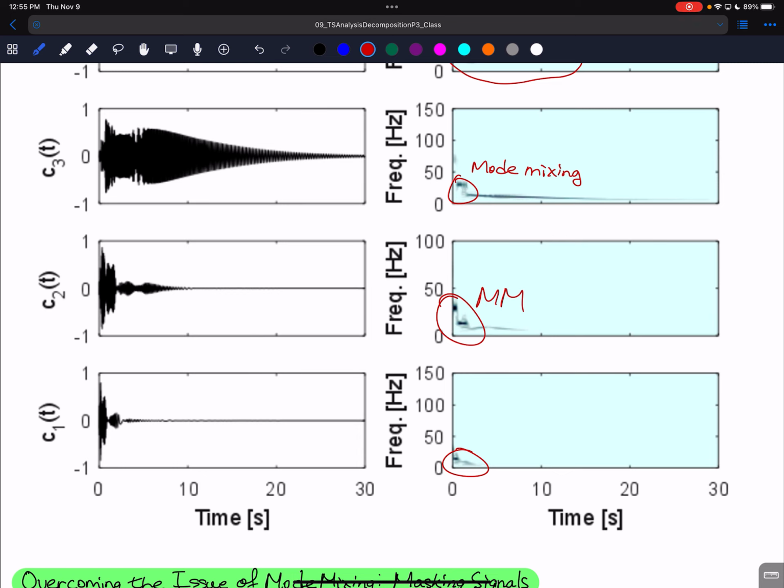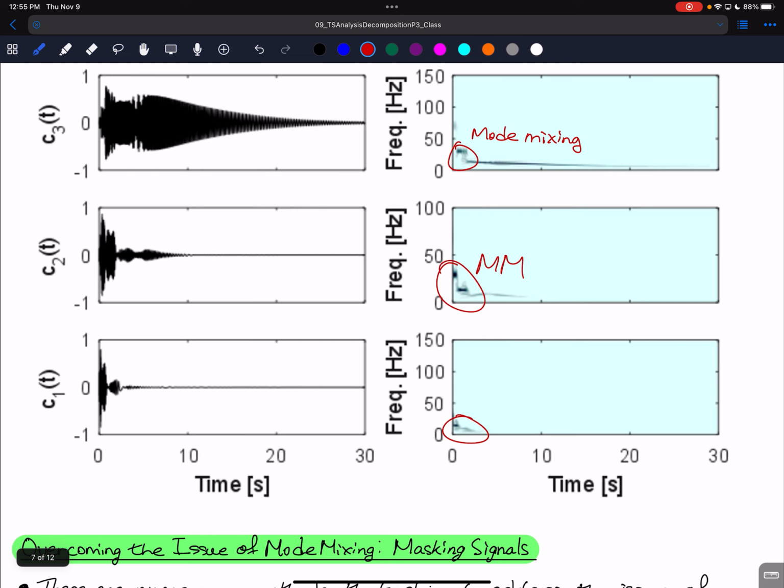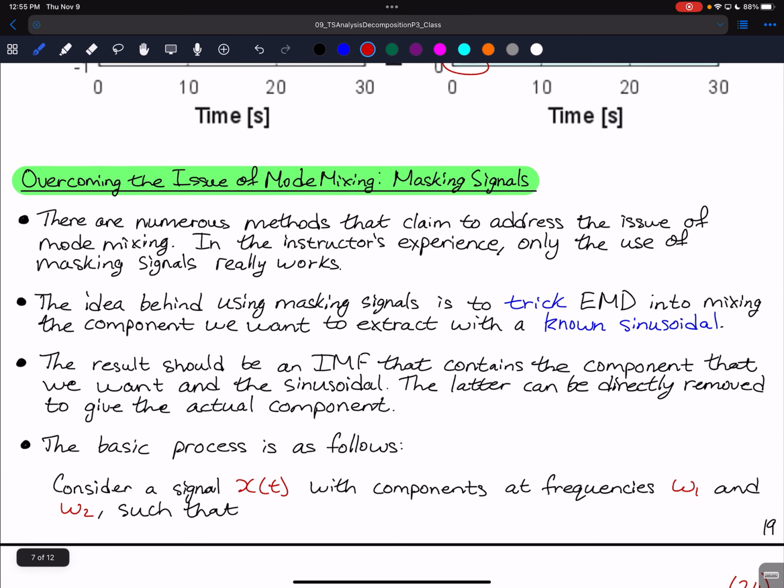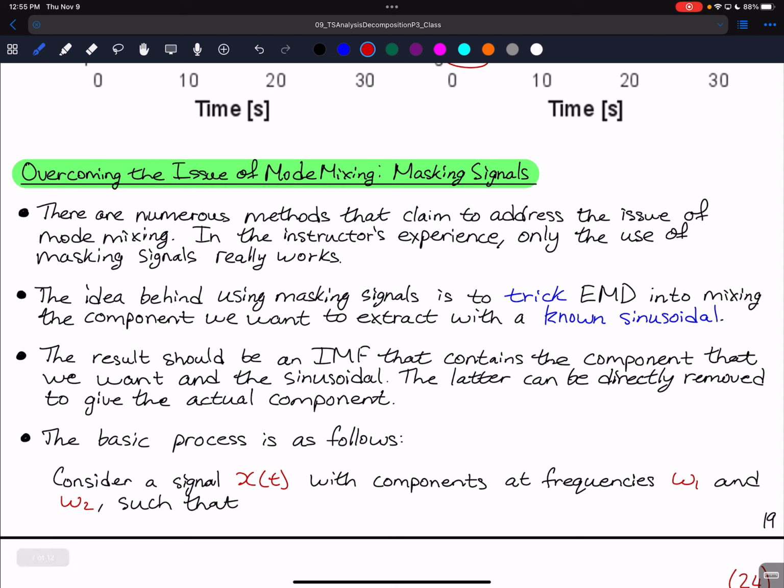Okay, so I said this is common when the frequency ratio between two components is less than or equal to 2, and that is a very common thing that occurs in real structures, particularly because real structures have an infinite number of frequencies, and eventually the gap between frequencies is just too small for them not to mix. So that being said, if you're dealing with a vibration signal, you will probably always run into this issue with the EMD. Okay, so let's talk about how we overcome the issue of mode mixing.